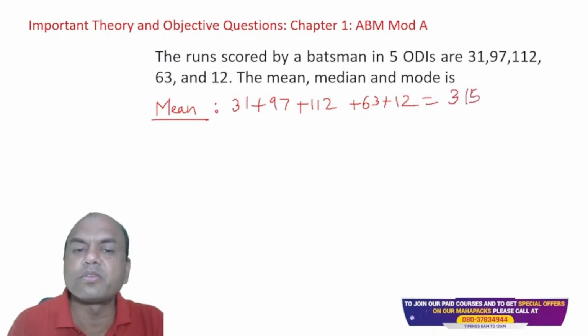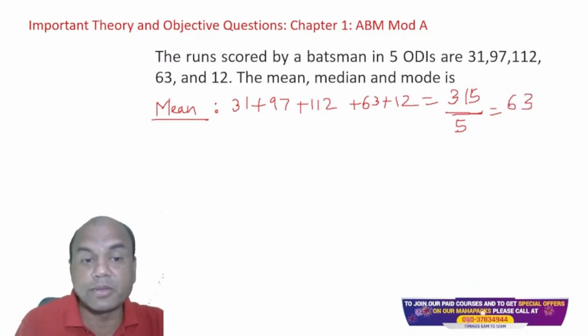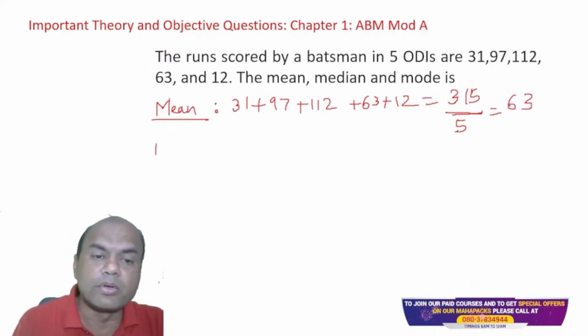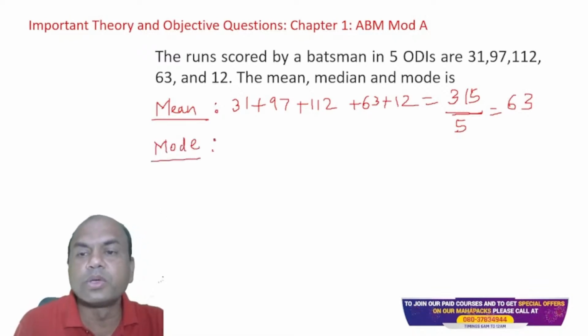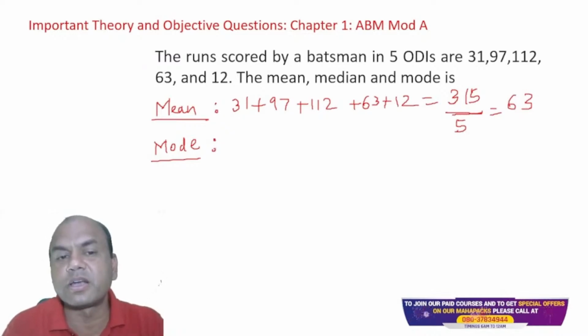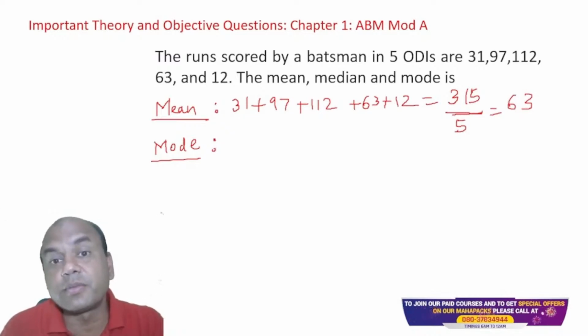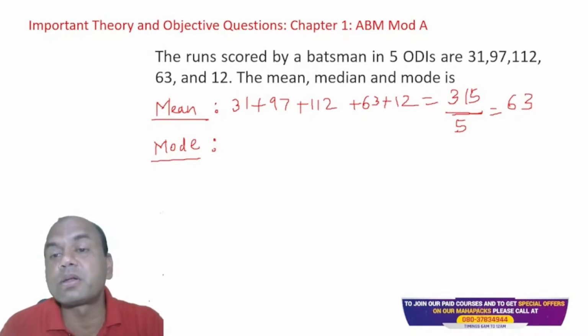Correct. So mean is what? 315 divided by number of elements. How many elements are there? 5. So 315 upon 5. So it is 63. This is my mean. Now mode. Mode means what? Which is coming maximum number of times. Who is coming maximum number of times? 31, 97, 112, 63 and 12. None of them is repeated. If any would have been repeated, let's say there would have been 31, 31, 2 times. Then that would have been the mode.